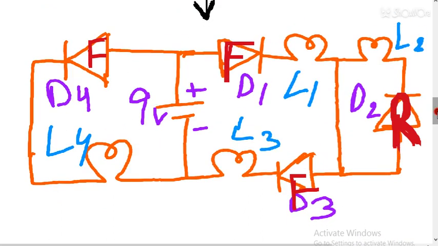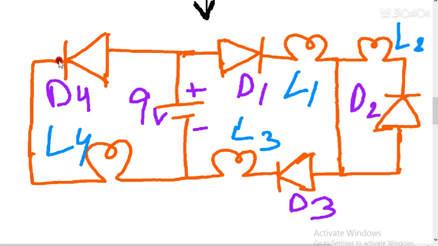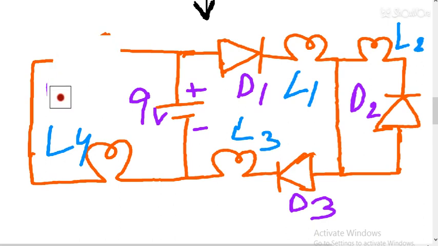So this was the diagram. So now I have to take the eraser. After that we will see which light will glow, which light will not glow.